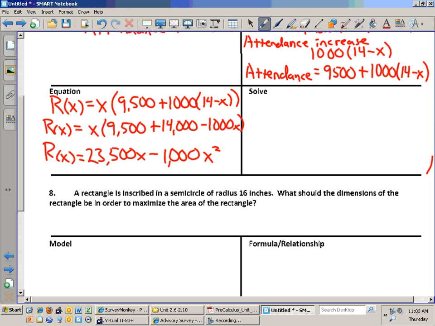Not easy, but do you see where it all came from? You see how we got this equation from those pieces. Ticket price is X. We figured out our attendance up there: the 9,500 plus the additional people that come in, which was 1,000 times the amount that we drop each ticket by. Okay? So now it's time to solve it.